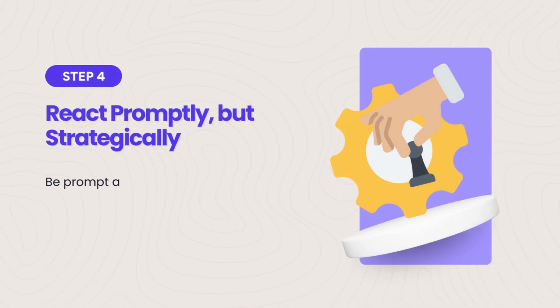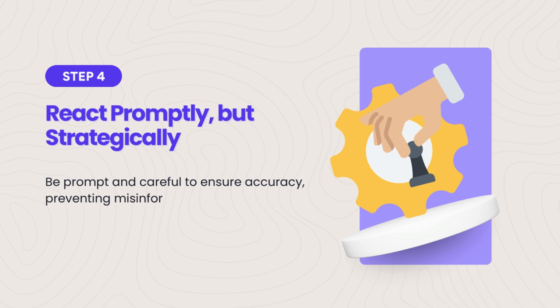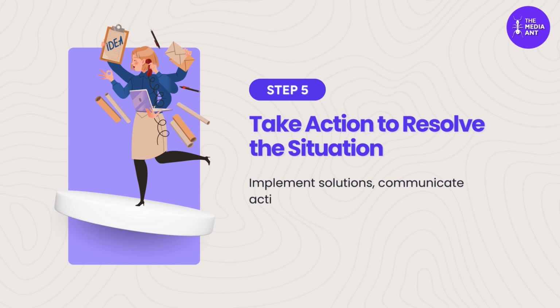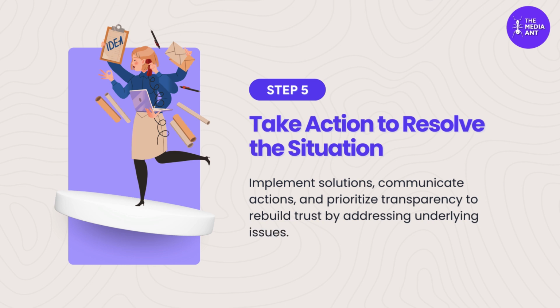Step 4, react promptly, but strategically. Be prompt and careful to ensure accuracy, preventing misinformation and escalation. Step 5, take action to resolve the situation. Implement solutions, communicate actions, and prioritize transparency to rebuild trust by addressing underlying issues.